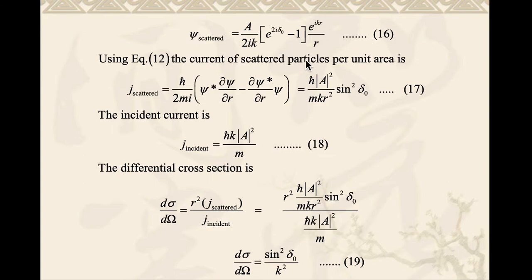In the last class, we derived this equation: psi scattered is equal to A by 2ik, where A is the amplitude, times e raised to 2i delta 0 minus 1, times e raised to i k r by r. Here delta 0 is the phase shift for L equal to 0. That means we are assuming that the orbital angular momentum is 0.